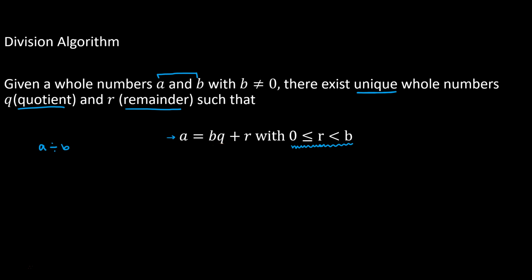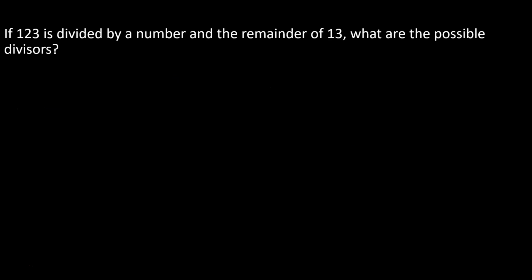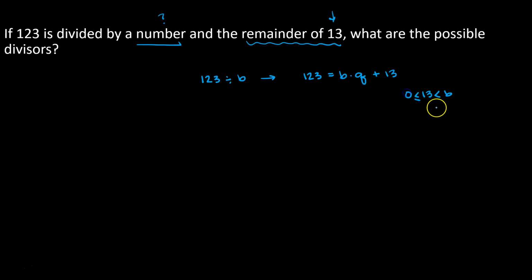We will do a lot of division algorithm ideas in Chapter 4, but for now, let's just try a small problem using the division algorithm. In this problem, we're told that 123 is divided by a number, and it's a mystery number. We don't know what it is. However, we do know that the remainder is 13. So if we think about 123 divided by some mystery number b, we know that we can rewrite that as 123 equals b times a quotient plus the remainder, which we're told is 13. We also know that the remainder has to be smaller than b. And it's already greater than or equal to 0, so we don't have to bother stating it, but why not?